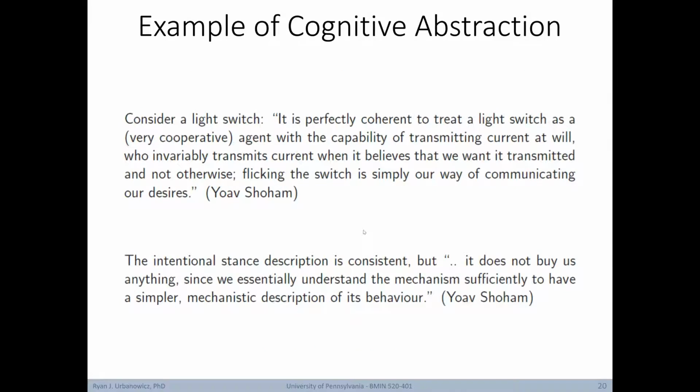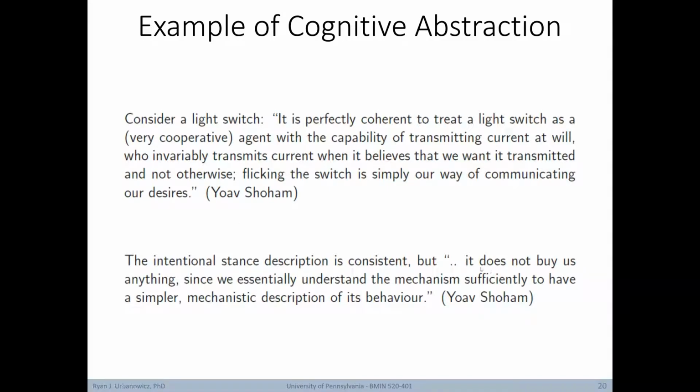So let's look at an example of cognitive abstraction. Consider a light switch. It's perfectly coherent to treat a light switch as a very cooperative agent with the capability of transmitting current at will, who invariably transmits current when it believes that we want it transmitted and not otherwise. Here, flicking the switch is simply a way that we can communicate our desires. This is just a simple way of thinking about cognitive abstraction.